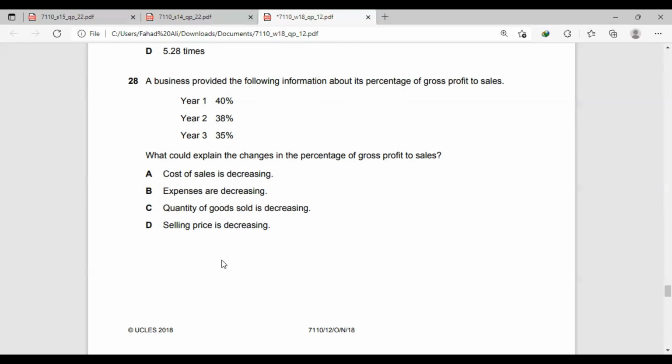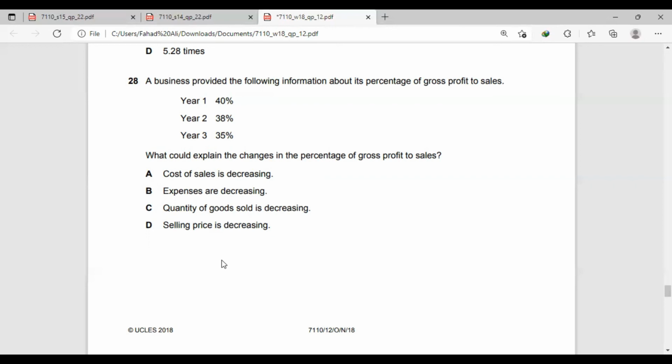I think cost of sales is increasing, decreasing, sorry. How come cost of sales is decreasing when the gross profit itself is also decreasing? If the cost of sales is decreasing, the gross profit should increase. Okay, let's discuss that one by one. Cost of sales, if it decreases, it will increase the gross profit. So this cannot be a right option.